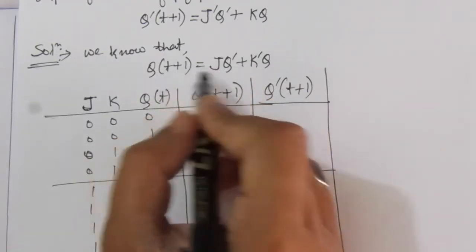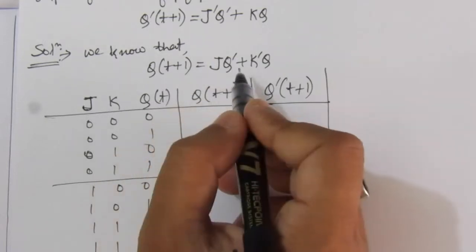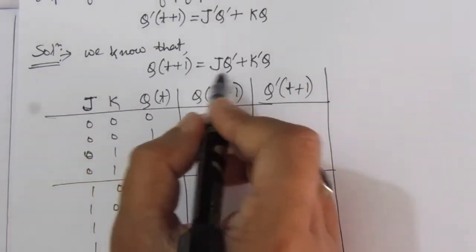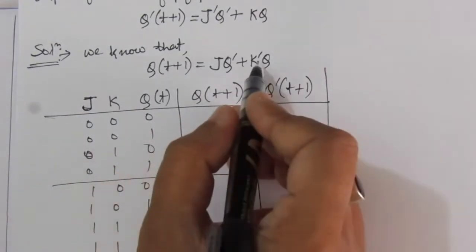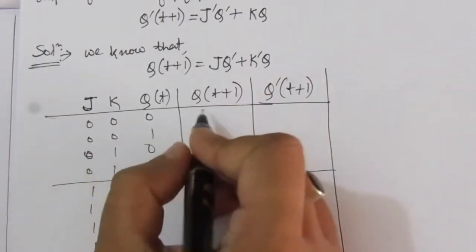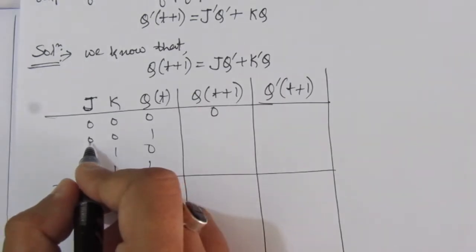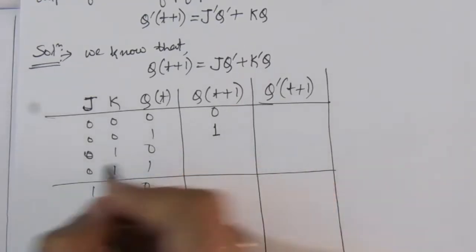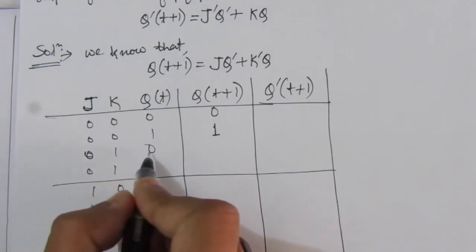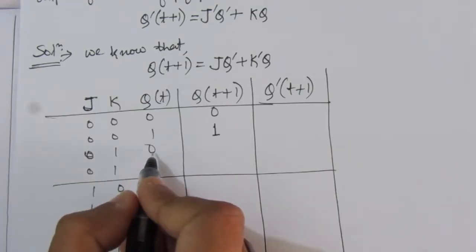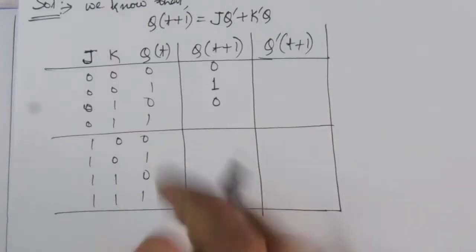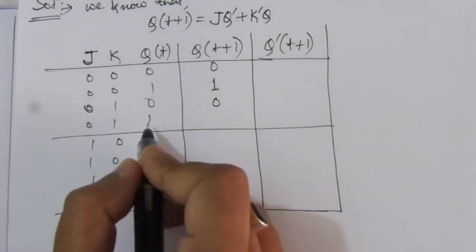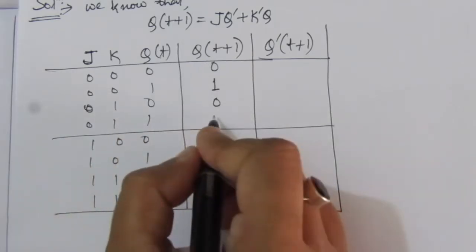using this given equation. Because we know that the characteristic equation of a JK flip-flop is Q of t+1 is J Q complement plus K complement Q. So for 0 0 0, J into Q complement is 0, and K bar is 1 and Q is 0, so it will be 0. Next, J Q complement is 0 and K bar Q is 1, so it will be 1. Next, J Q complement is 0 and K bar Q is 0. Then we have 0 1 1. J Q complement is 0 and K bar Q is 0, because Q is 1 and K bar will be 0. So it will be 0.